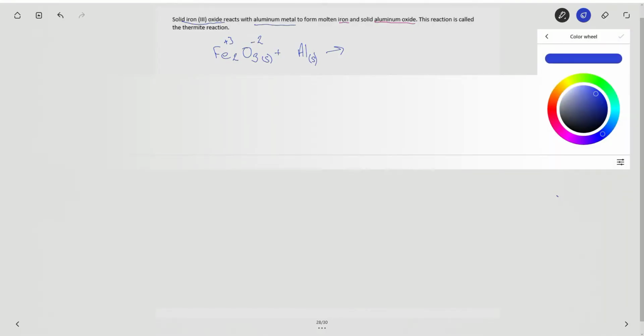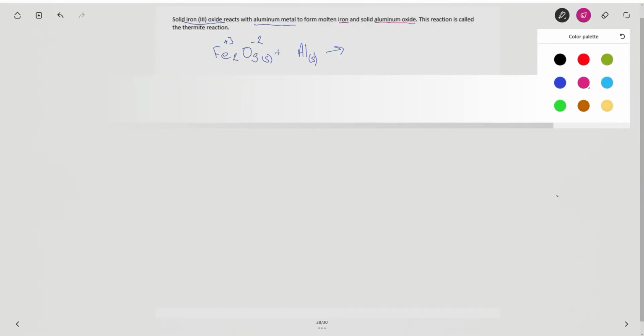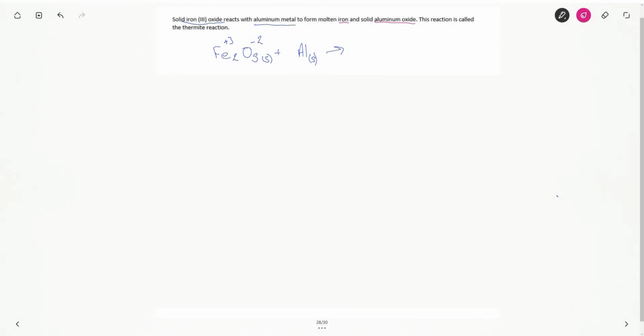Let me switch up to my magenta. Here's my magenta. Okay, so what are we forming? We're forming molten iron. Okay, iron, just iron. Here we go. And aluminum oxide. All right, so I've got aluminum. I'm going to have oxygen. Aluminum, I can look at the periodic table and I can see that it has a charge of +3. Again, oxygen is going to have -2. So aluminum oxide is going to look like this.